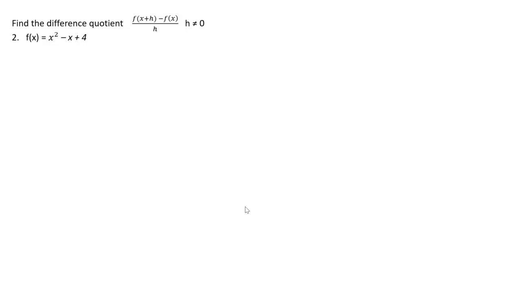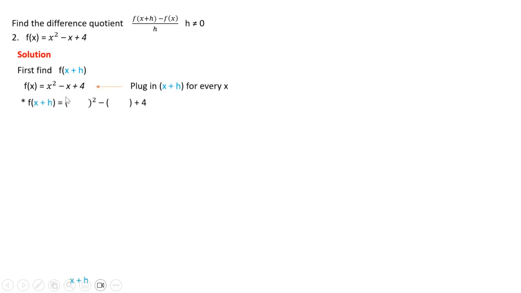Now, number 2 is finding the difference quotient. The formula for the difference quotient is f of x plus h minus f of x, over h. We do it in 3 parts. So this is the first part. We're trying to evaluate f of x plus h, which means I'm going to plug in x plus h for every x.